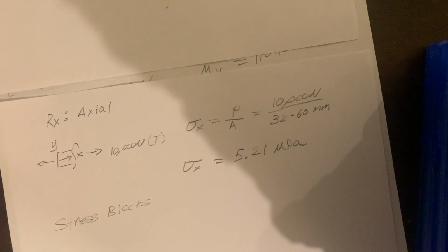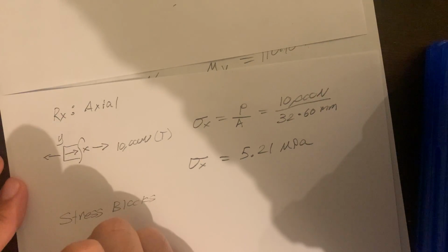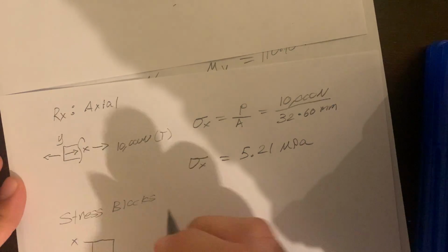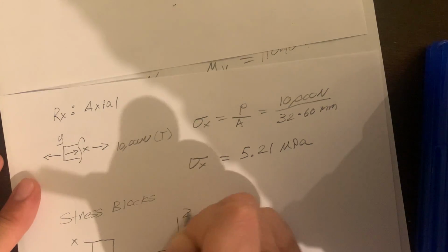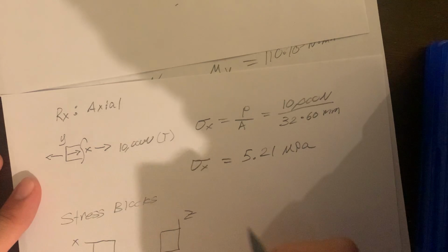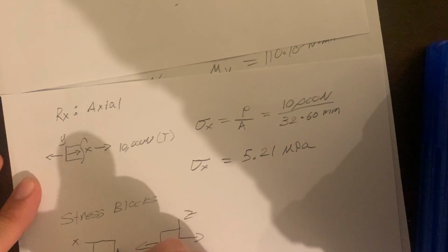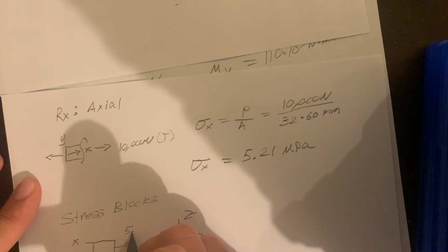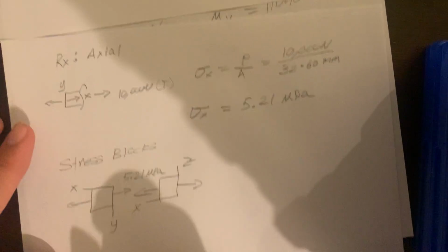And we know it's going to be acting only in the X direction, so we're only going to have two stress blocks. So it's going to be the XY and the XZ plane. And we're going to draw this. And we're going to have the force be coming out of the X direction, and that is 5.21 megapascals.